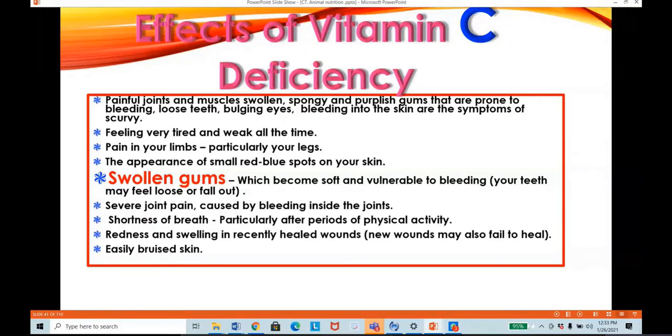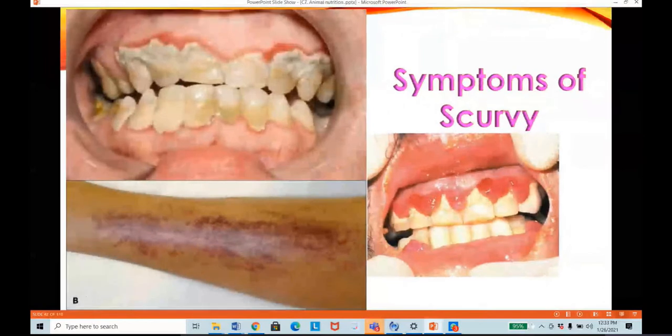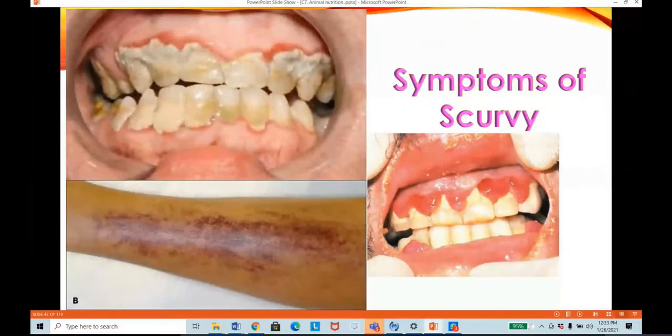So all these are the symptoms of scurvy, which is a vitamin C deficiency disease, and most of the symptoms you can relate also to anemia. So normally the people who are including lots and lots of fresh fruits and vegetables in their diet will never get a vitamin C deficiency or iron deficiency anemia.